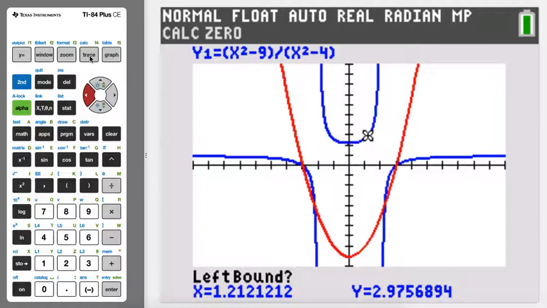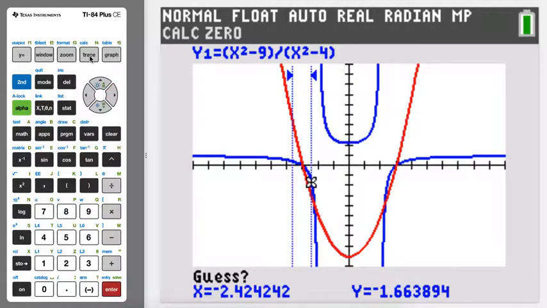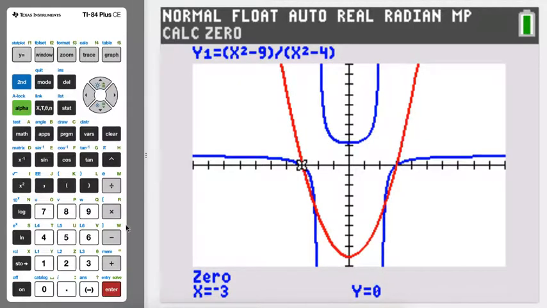Up and down to, well, let's do this on the blue graph to find the 0 over here. So we go to the left side of that 0, enter. It asks for the right bound, so we move till we're on the right side of that 0 and press enter. It says, do you want to guess? So enter one more time, and it gives us that 0 at negative 3. So that tells us that the x-intercepts are at 3 and negative 3.